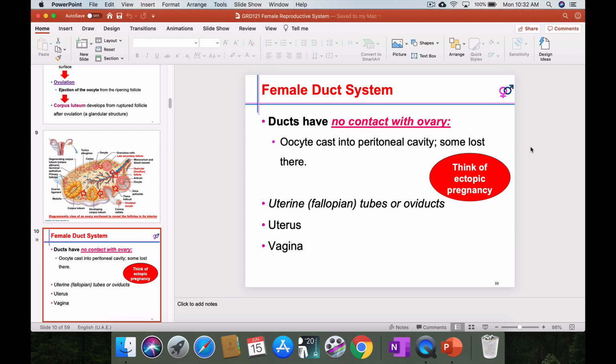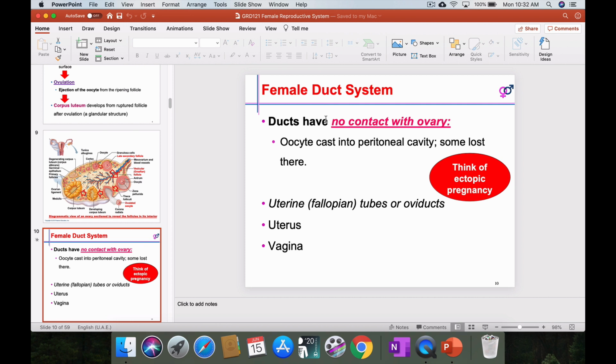Coming to the duct system of the female reproductive organs, we have to understand the uterine tubes, that is called the fallopian tubes, then the uterus and the vaginal cavity. These are all the tubular structures that we are going to discuss.